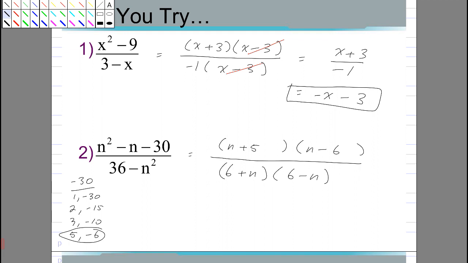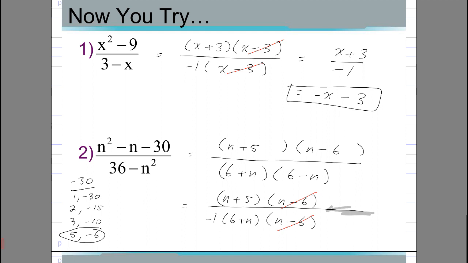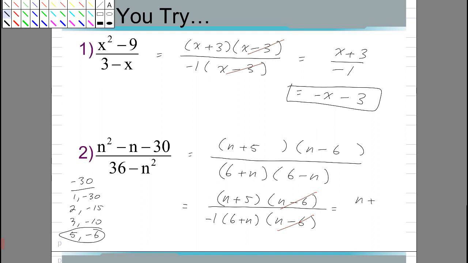Now you see on the bottom I have the 6 minus n, so I'm going to have to change this. I'm going to put my negative 1 over here. Negative 1, 6 plus n, and an n minus 6. N plus 5, n minus 6. Canceling out our factors, we should get n plus 5 over negative 1, 6 plus n. And I'm going to leave that right there. So check your work. If anything's off, now you can figure out how to fix it.